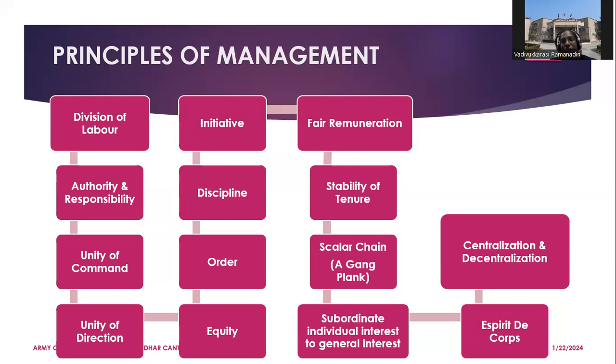The next is scalar chain. Scalar chain means communications in an institution should follow a proper formal channel, either ascending or descending. There should not be any grapevine communication, as that may lead to internal conflicts. And the gangplank is where sometimes we may have to break the channel of communication in an emergency case, and there must be a provision for this also, so that in an emergency situation where we have to take an abrupt decision, this would help.